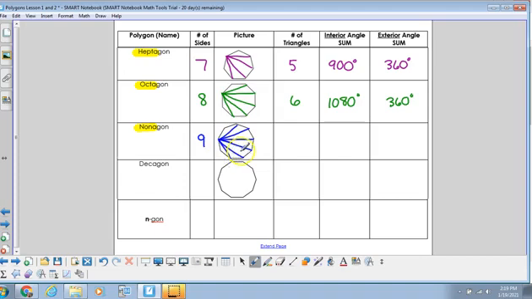And that gives us 1, 2, 3, 4, 5, 6, 7 triangles. Each of these triangles is 180 degrees. That gives us a total of 1,260 degrees. And our exterior angles, what did I give you for that? 360.